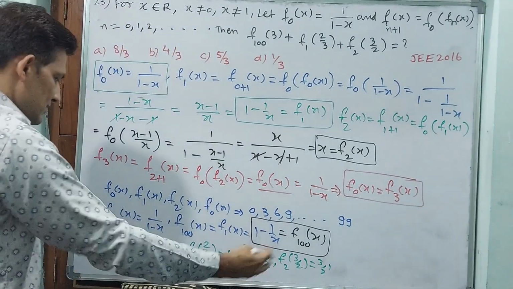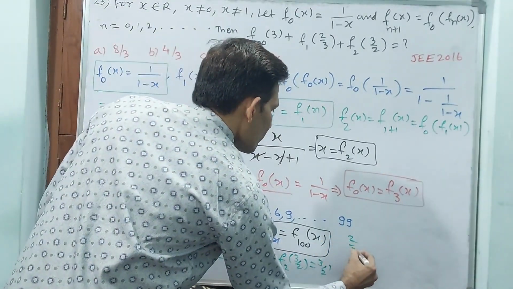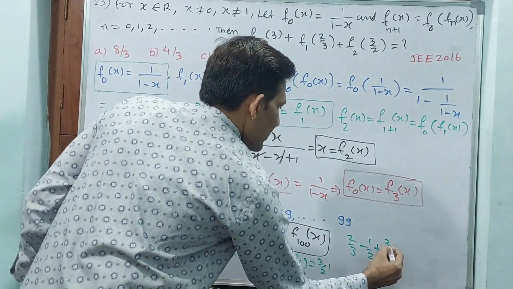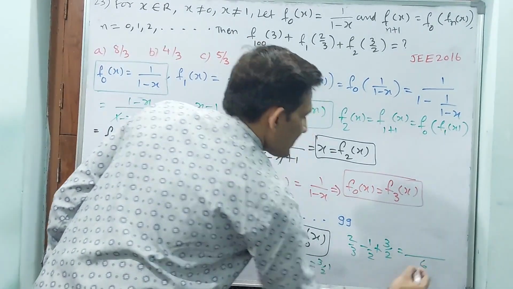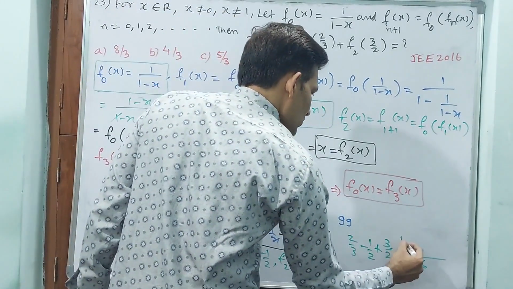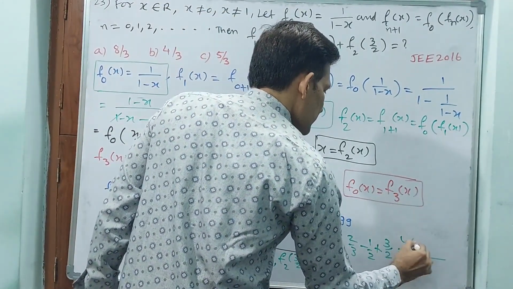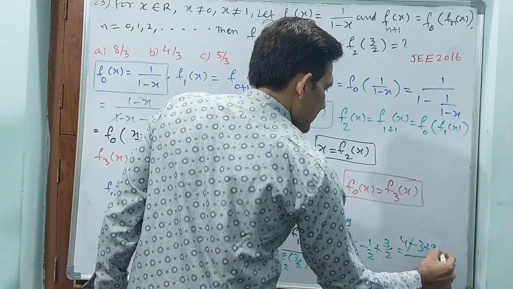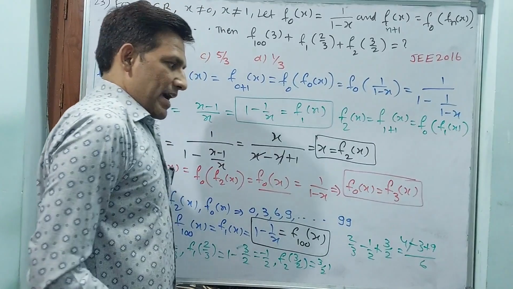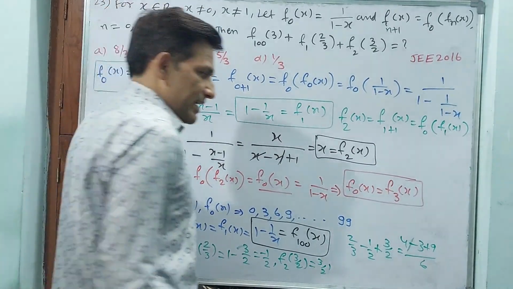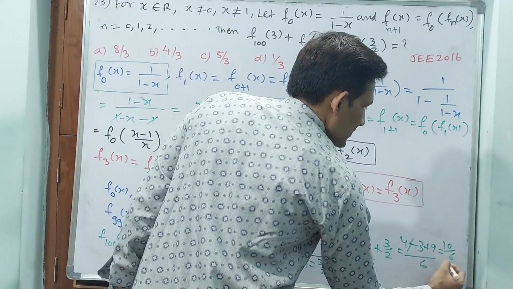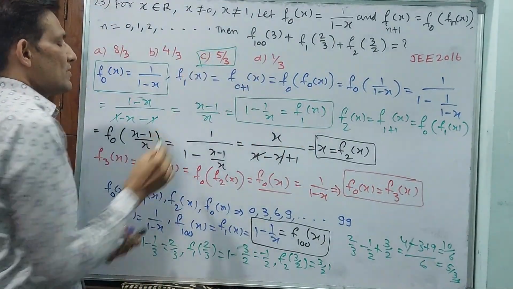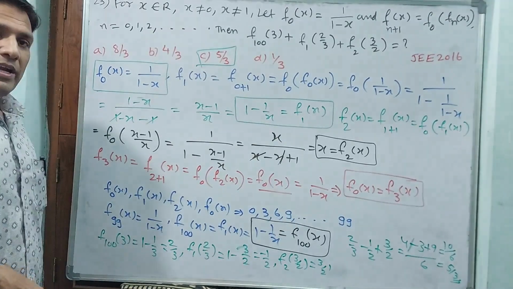Okay, then if you add these 3, what will come? 2 by 3 minus 1 by 2 plus 3 by 2. You take 6 as LCM. 3 2 times goes 4, minus 2 3 times goes 3, 2 3 times goes 9. 9 plus 4, 13 minus 3, 10, 10 by 6. That means 5 by 3 will be your answer. Okay. Now let us go for the next question.